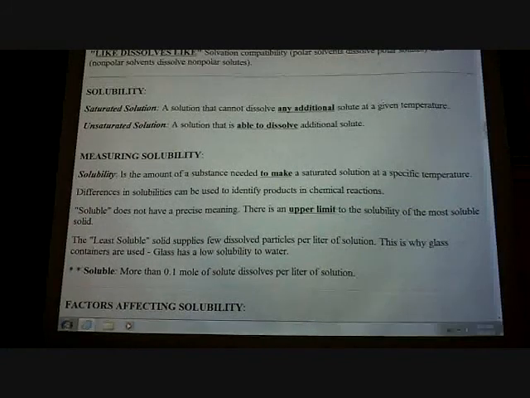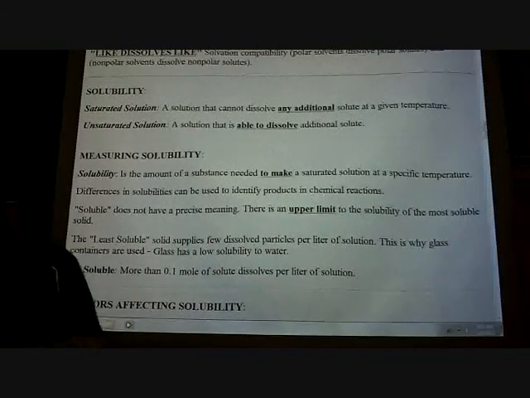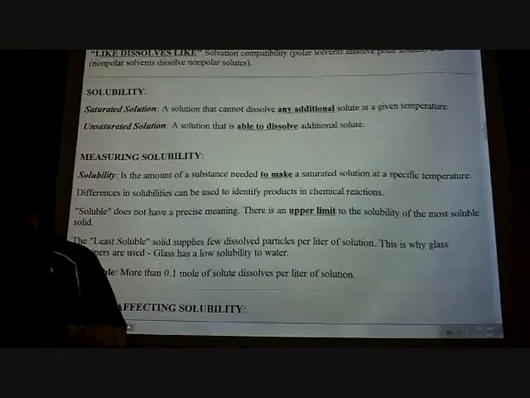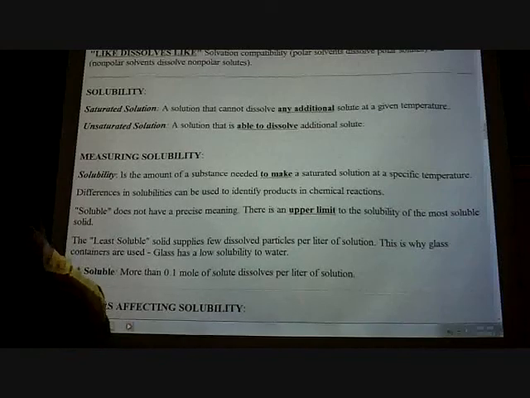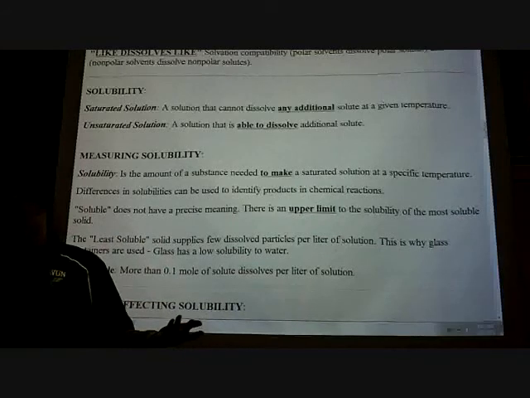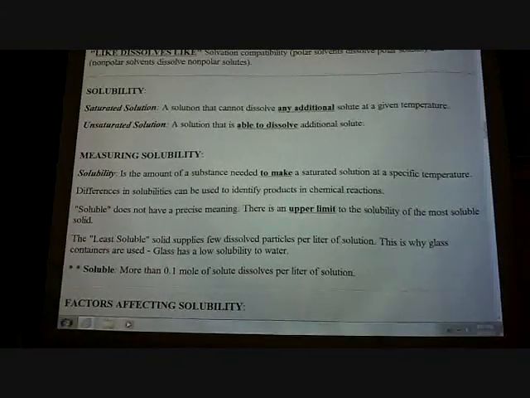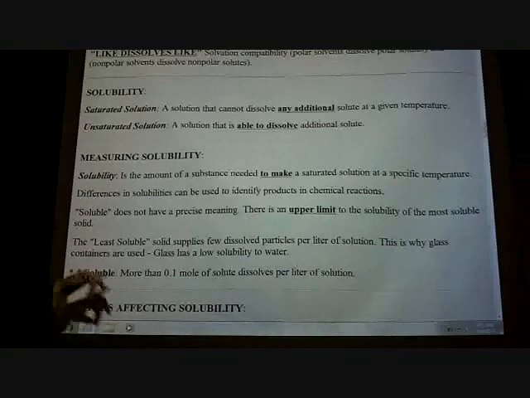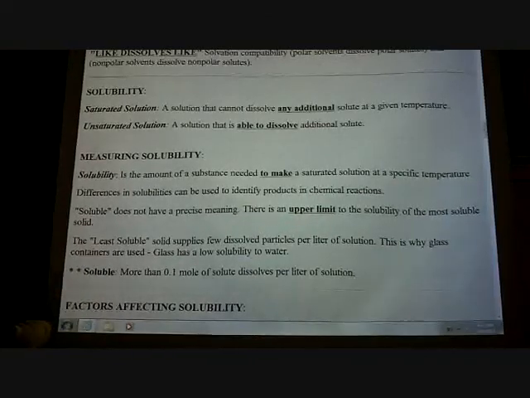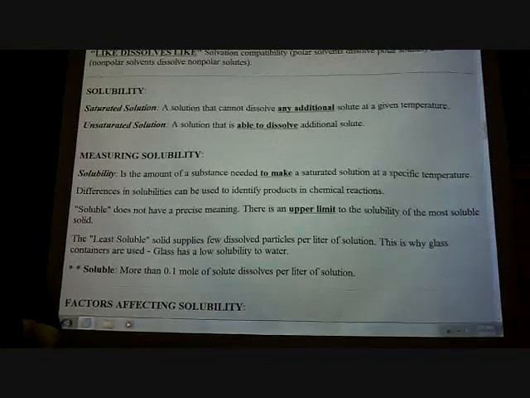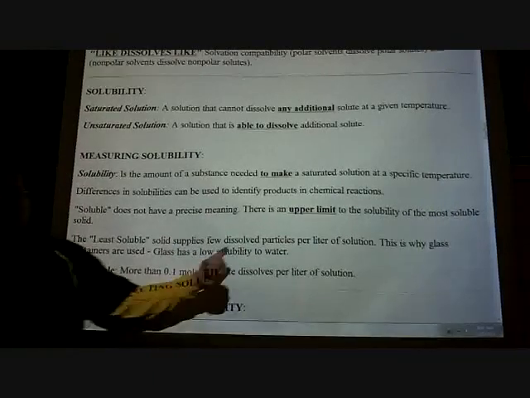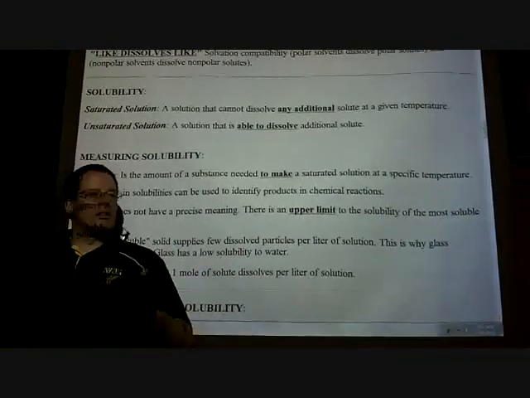Measuring solubility. I'll actually give you a chart. We won't actually measure the solubility here in class, but you'll be able to look at a chart at a particular temperature and say, ooh, that's saturated, or no, that's not saturated. When we say something is soluble, you may hear me use the term, especially later on if you take AP Chem, we'll say that sodium chloride is soluble. What that means is if I have more than 0.1 mole of that solute that can dissolve in a liter of water, we consider that to be soluble.